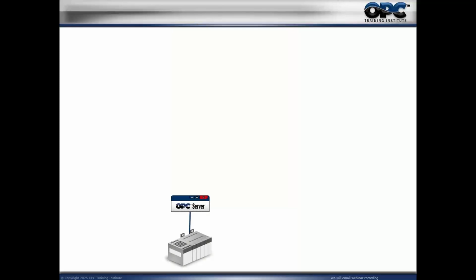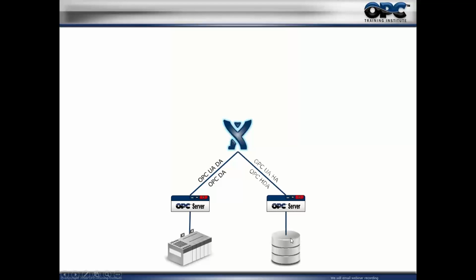So here's what we're going to do. We've got a control system that will have an OPC server. We're going to take that information, the real-time data, and we're going to bring it into OPC Expert right over here. Of course, we can also go to a historical data source. So in this case, suppose this guy has history data. So maybe you have an HDA server or an HA server, a UA HA server. Bring that into OPC Expert.